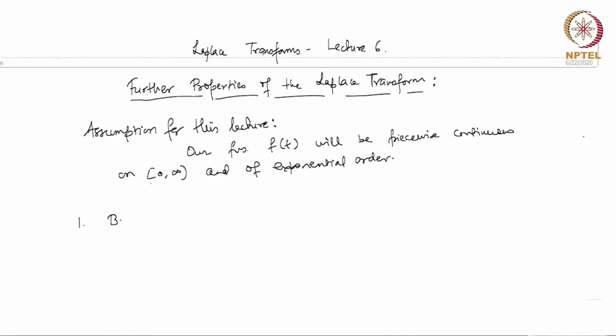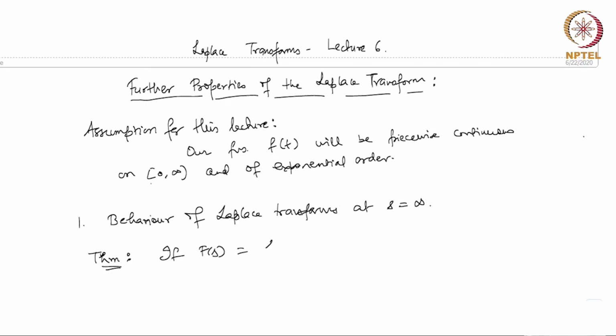So the first property is the behavior of Laplace transforms at s equal to infinity. Let me write this as a theorem. If we write F(s) to be the Laplace transform of the function f(t), then the limit as s goes to plus infinity of F(s) is 0. So let's see a proof for this statement.